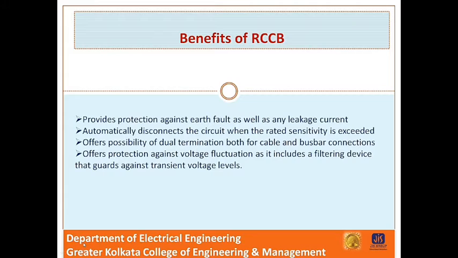Now, what are the benefits of RCCB? It provides protection against earth fault as well as any leakage current. It automatically disconnects the circuit when the rated sensitivity is exceeded. It offers the possibility of dual termination both for the cable and busbar connection. It offers protection against voltage fluctuation as it includes a filtering device that guards against transient voltage levels.